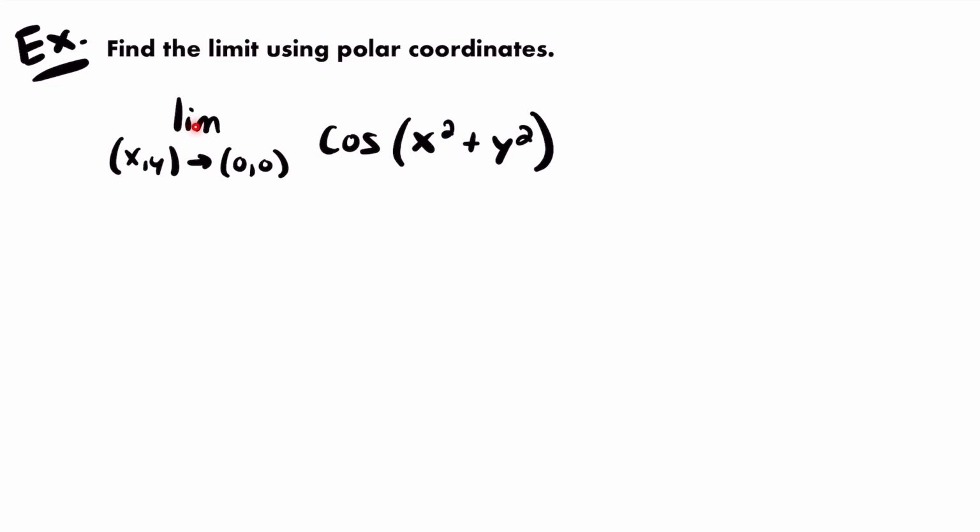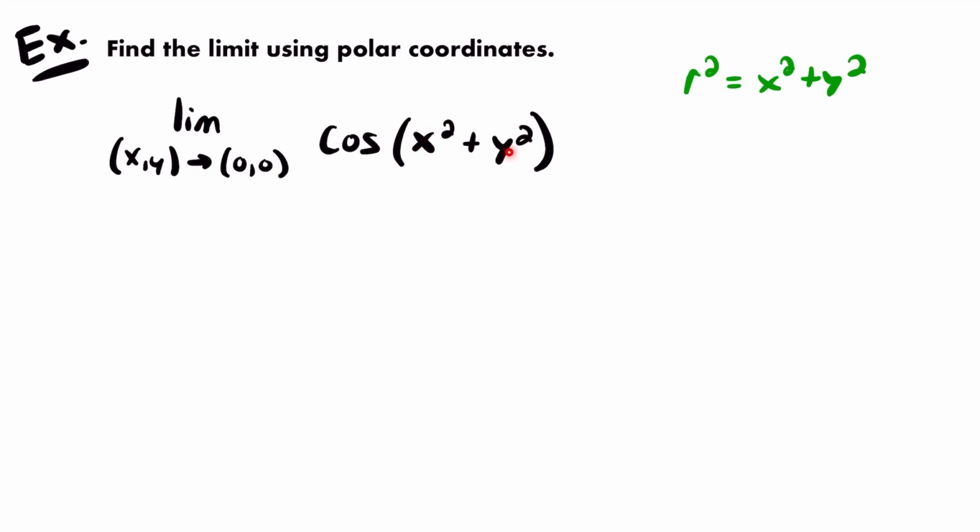All right, our limit here is the limit as (x, y) approaches (0, 0) of cosine of x squared plus y squared. Sure, you could evaluate this limit in terms of x and y. You could plug 0 in for x and 0 in for y and have cosine of 0, which is 1. But another way that you could do this is to use polar coordinates. Remember that to convert from rectangular to polar coordinates, r squared is equal to x squared plus y squared. You can make use of that fact right here.